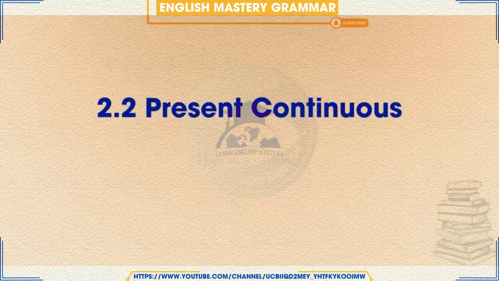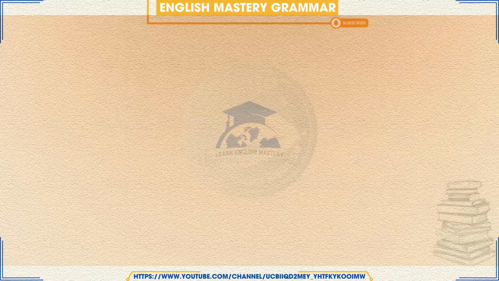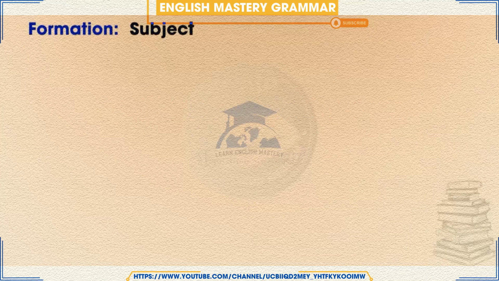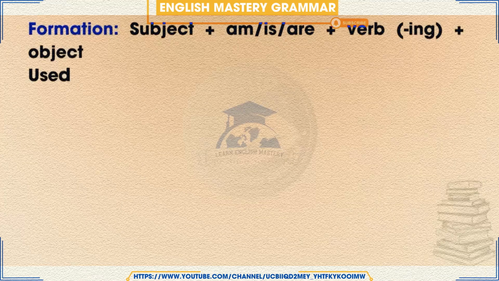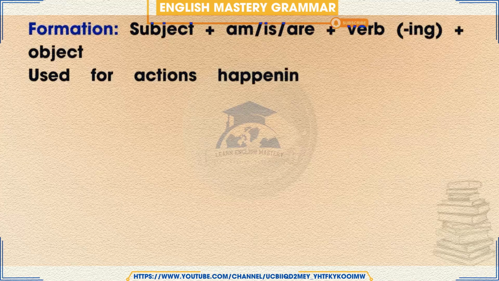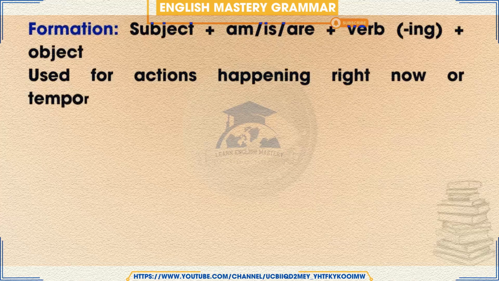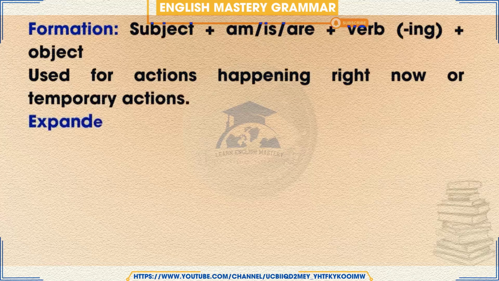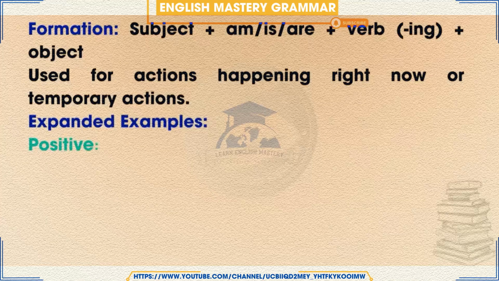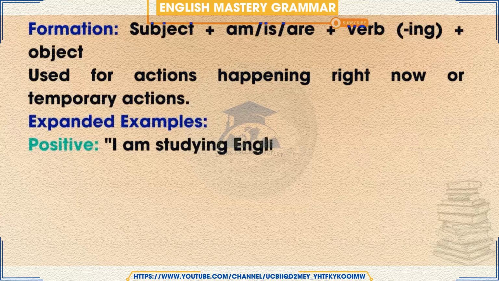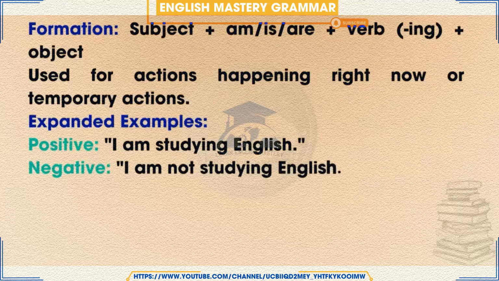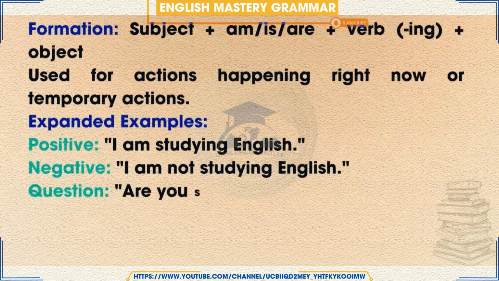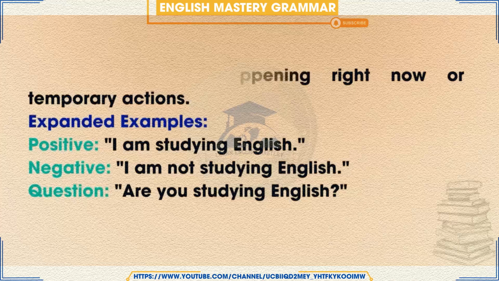2.2 Present continuous. Formation: subject plus am, is, or are plus verb-ing plus object. Used for actions happening right now or temporary actions. Expanded examples. Positive: I am studying English. Negative: I am not studying English. Question: Are you studying English?